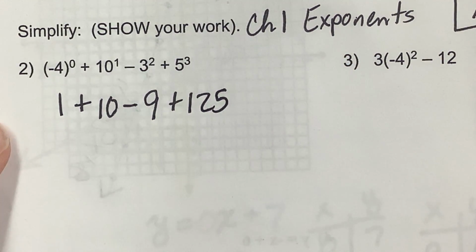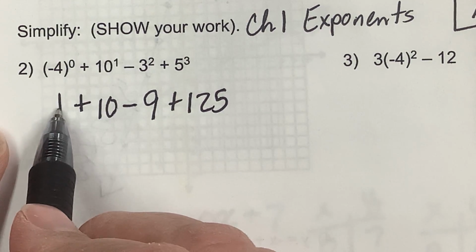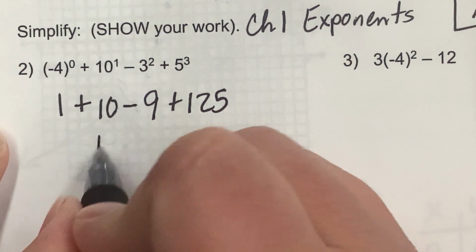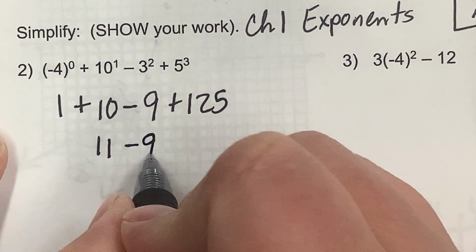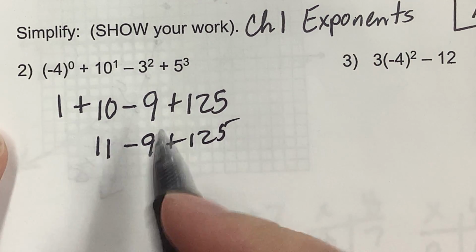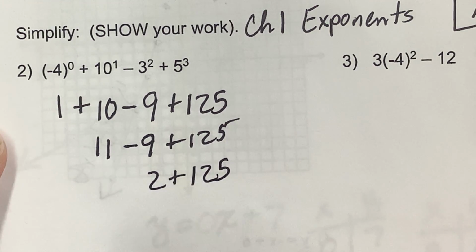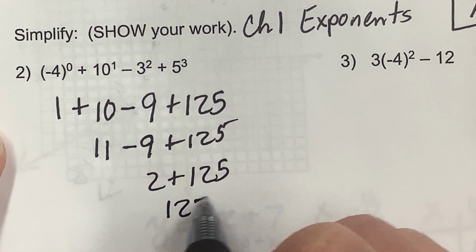So I'm following the order of operations. I'm doing the exponents first, then add or subtract from left to right. So 1 plus 10 is 11, minus 9 plus 125. 11 minus 9 is 2, plus 125. 2 plus 125 is 127.